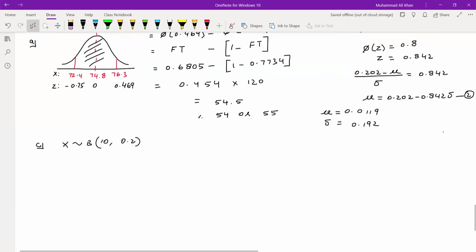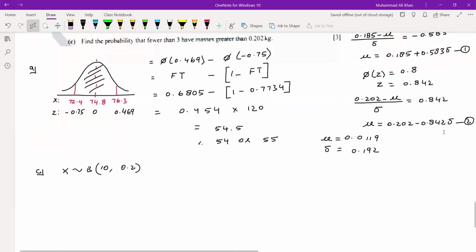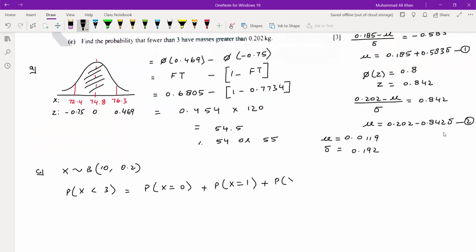What we have to calculate is the probability that fewer than 3, so the probability of X less than 3. It means we have to calculate the probability of X equals 0 plus X equals 1 plus X equals 2. Here N is 10, P is 0.2, so Q is 0.8.